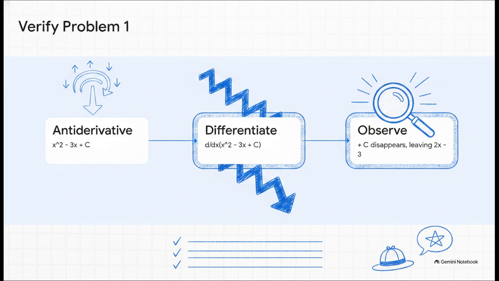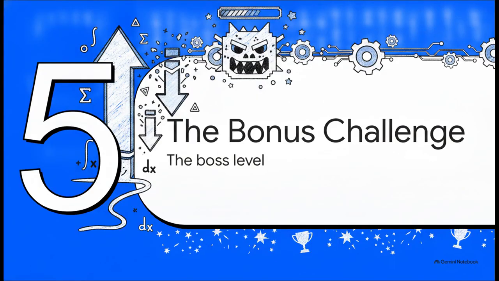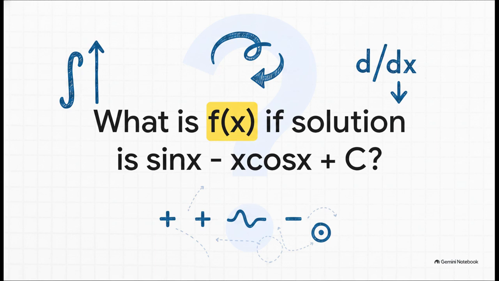Seriously, you can and absolutely should do this for every single integration problem you solve. Okay, section 5, the bonus challenge, the boss level. That powerful checking tool we just used, it brings us perfectly to the final boss of lesson 19. The problem set throws a bit of a curveball at the end. It says, the solution to finding the antiderivative of an unknown function, f of x, turned out to be sine of x minus x times cosine of x plus c. So what was the original function, f of x?